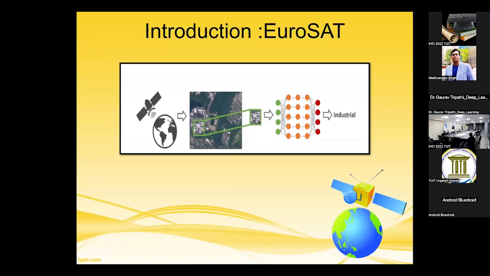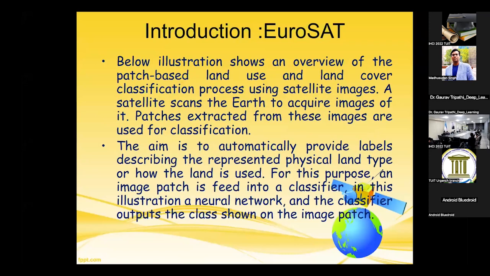So there is a patch, which is being thrown into a neural network, and then it is classified as industrial area. So that neural network is the key. How are we going to train it, and how are we going to get the results? The illustration below shows an overview of the patch-based land use and land cover classification process using satellite images.